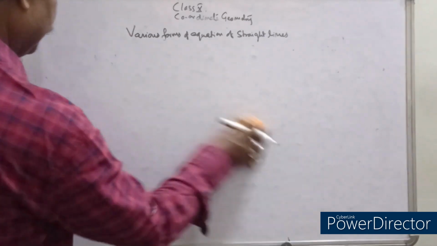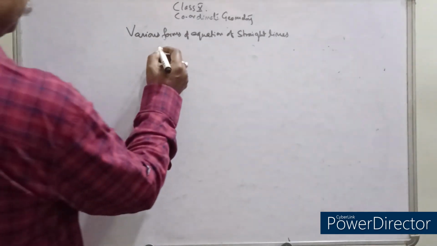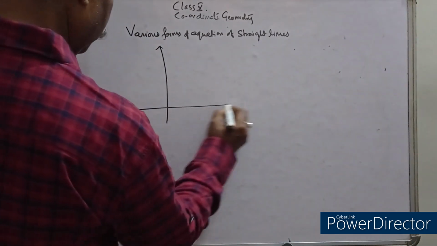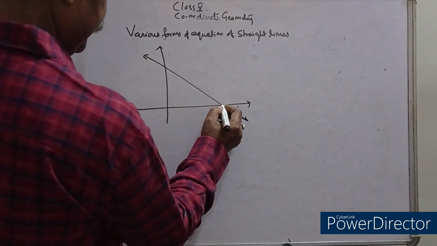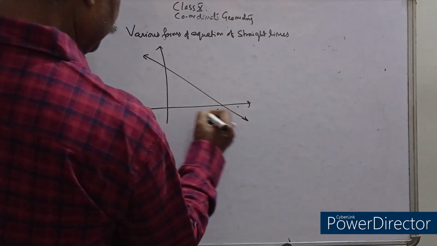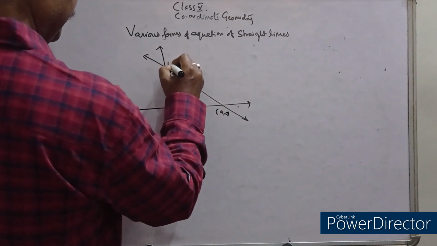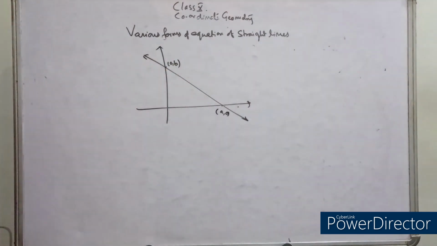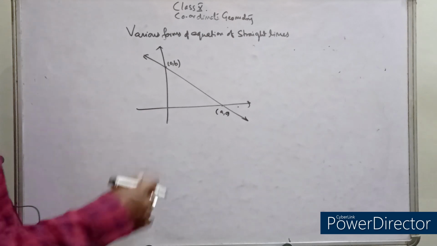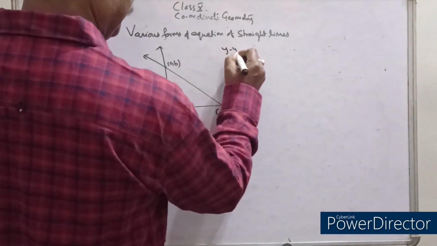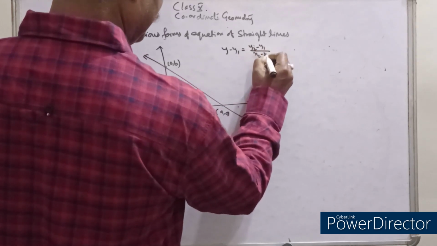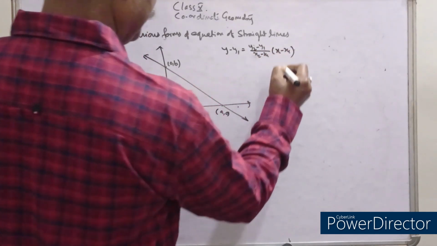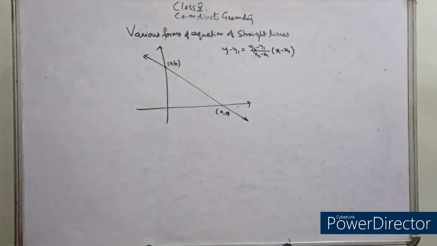Equation of a line in intercept form, that means the line cuts both the axes. In the x-axis at a comma 0, and in the y-axis at 0 comma b. To find this equation, you can take the help of the equation of a line passing through two given points: y minus y1 is equal to y2 minus y1 by x2 minus x1 into x minus x1. You can take the help of this equation.